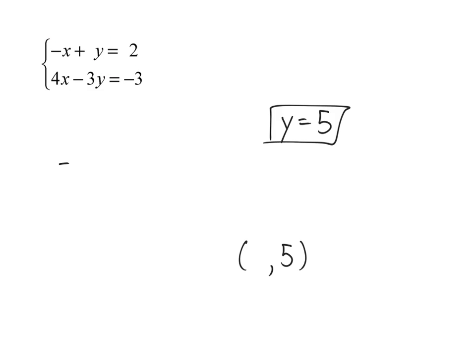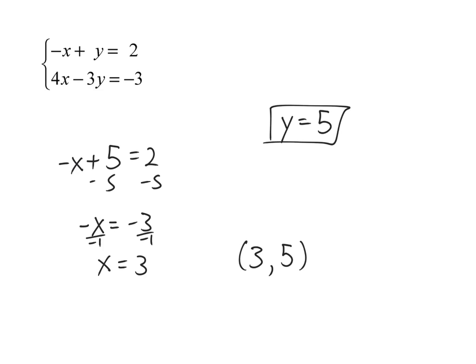And if I do that, I end up getting negative x plus y, which is 5, equals 2. Subtract 5 from both sides, and I end up getting negative x equals negative 3. So if I divide by negative 1 on both sides, x equals 3. So my answer is (3, 5).